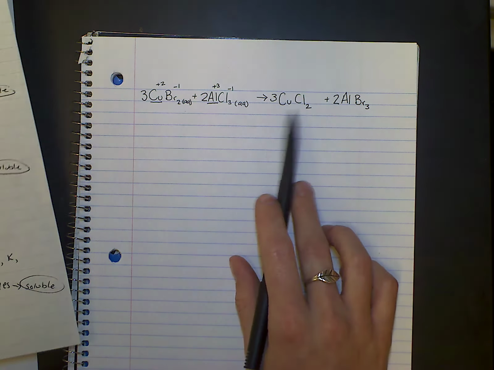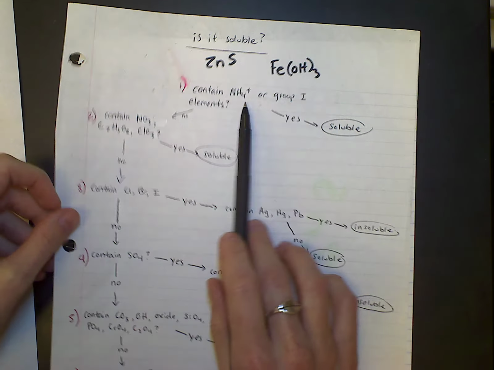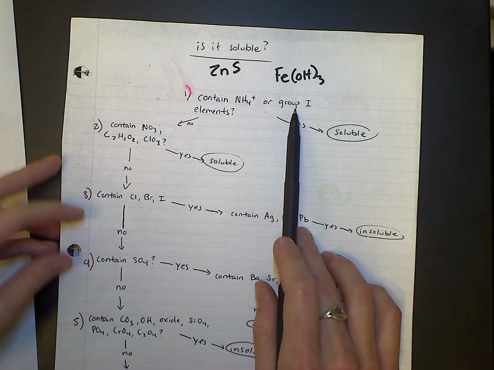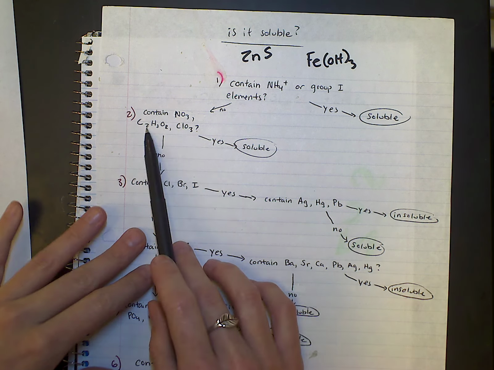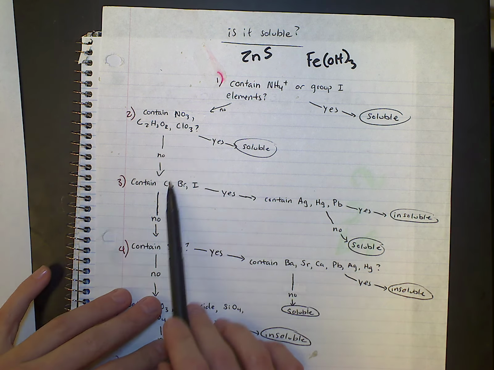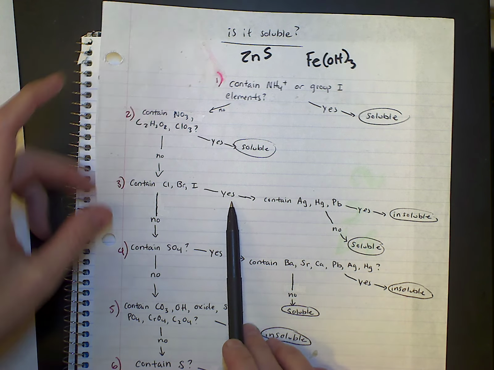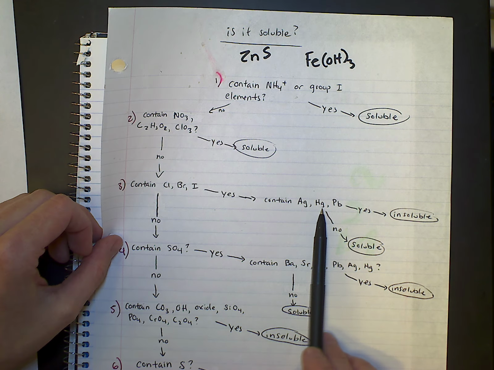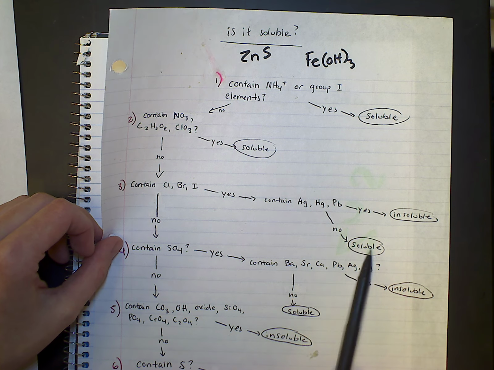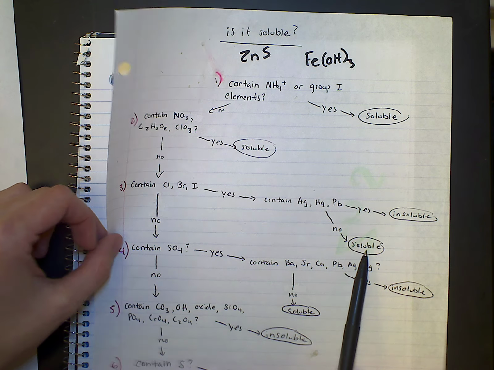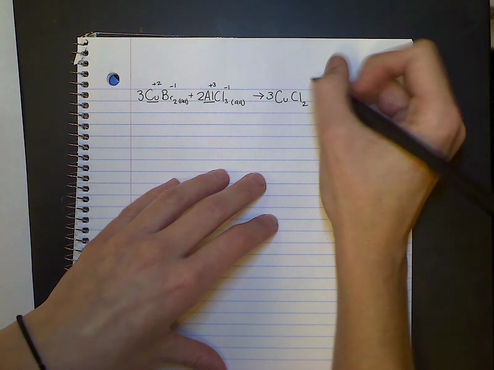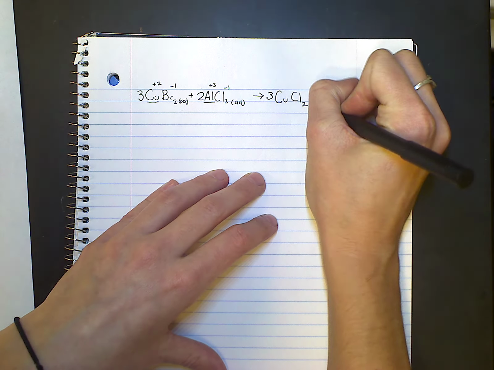So we've got copper chloride, so it doesn't contain NH4 or group 1 elements. It doesn't contain NO3 or any of these things. We do have a chlorine though. Okay, so now we have to fill it to yes, and it doesn't contain silver, mercury, or lead. So the answer was no, so that means this is soluble. So then copper chloride is going to be soluble, so that's going to be aqueous, AQ.